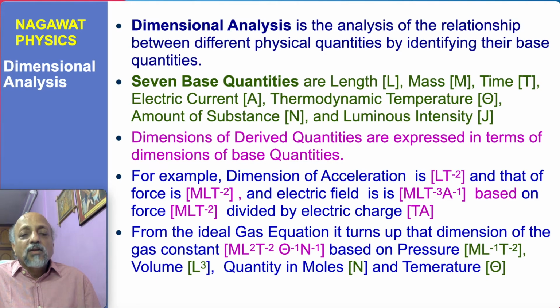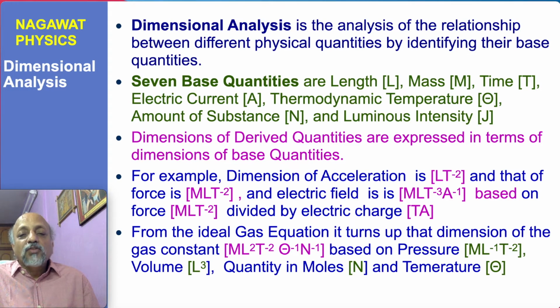Electric current, capital A. Thermodynamic temperature, capital theta. Amount of substance, and luminous intensity, J. All capital and within brackets. So they denote the dimensions of these base quantities. Base quantities have their own dimension, and that cannot be expressed in terms of dimensions of other base quantities. But all other quantities, which we call derived quantities, will have dimensions in terms of the dimensions of base quantities. And that is what we have learned.